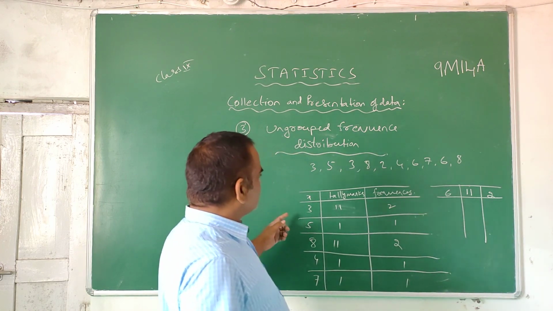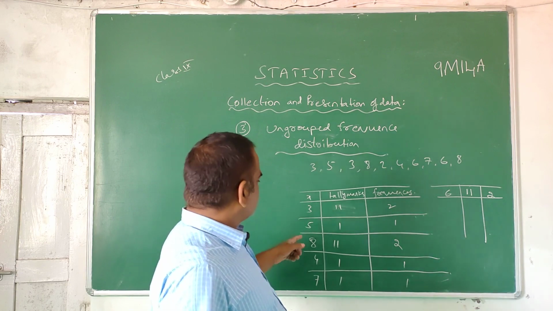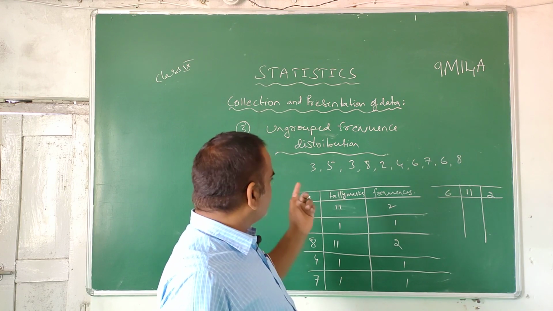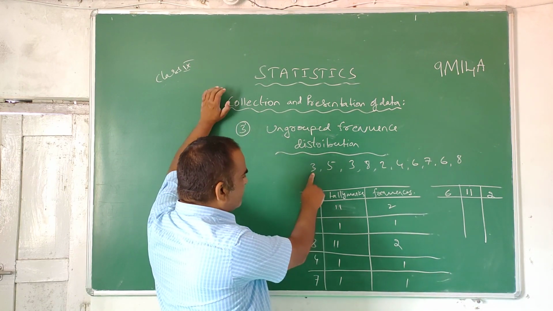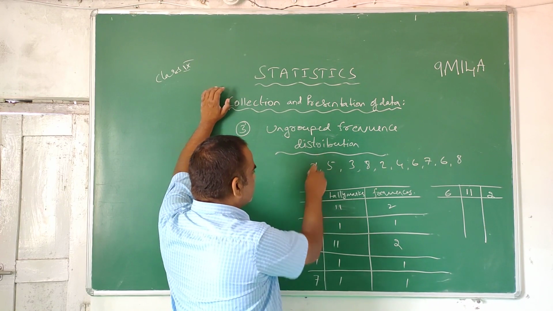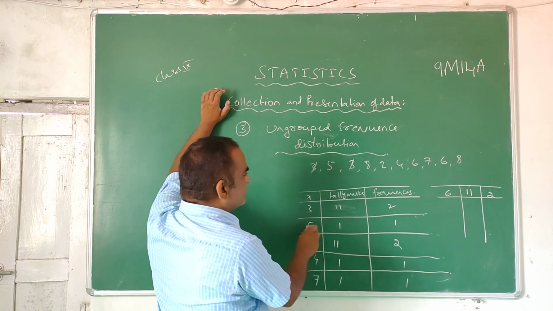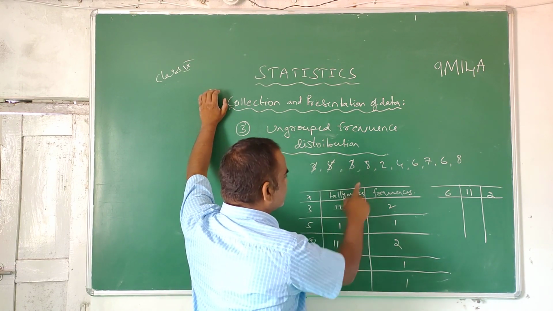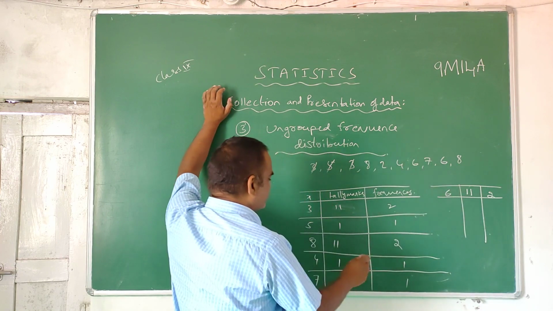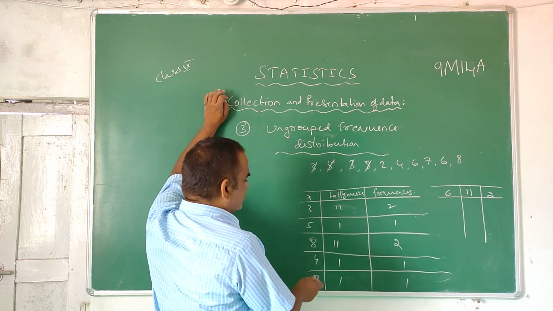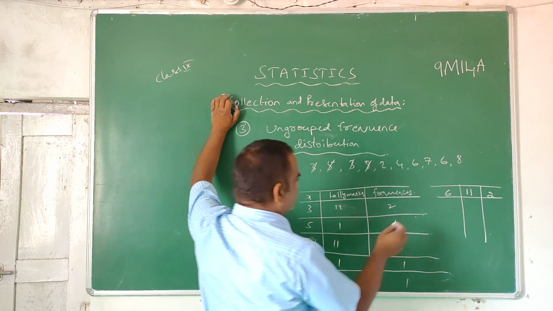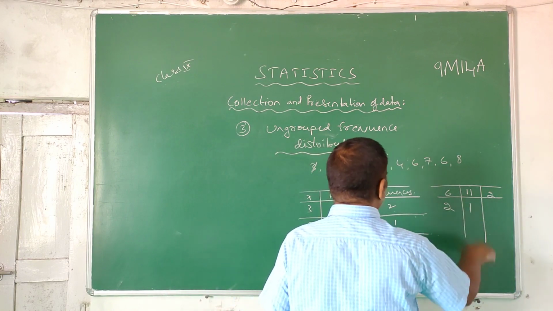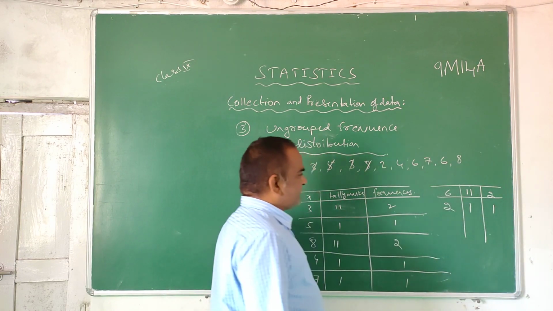That is, we have used 3, 5, 8, 4, 7, 6. 8, how many times are there? 2 times. 3, how many times? 3, 2 times. 5, how many times? 5, only 1 time. Next, 8, how many times? 1, 2. 8, 2 times. Next, we did not take 2, right? So 2, how many times are you seeing? 1 time. So 1 strike. In frequency it is 1.